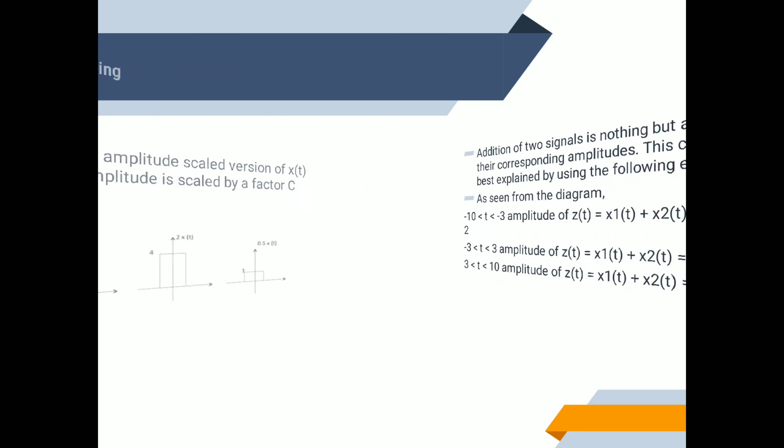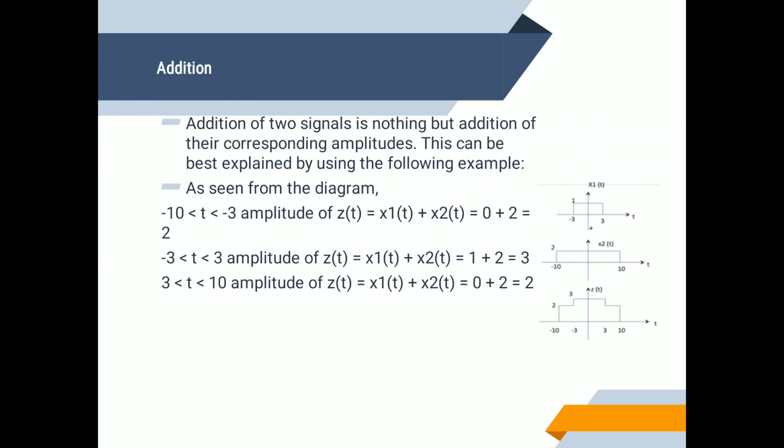If c is greater than 1, it is amplification, and if c is less than 1, it is attenuation. Here the amplitude is rescaled, hence the name amplitude scaling. This shows an arbitrary signal x(t). Similarly, the amplitude scaling of a discrete signal can be represented in the form of x(n), and a continuous signal is represented by x(t). Addition of two signals is nothing but addition of their corresponding amplitudes.